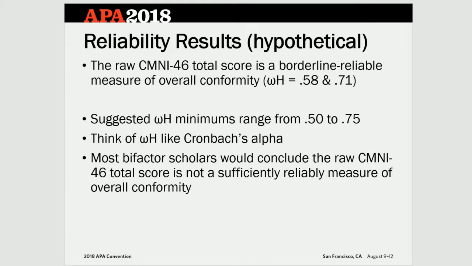And we saw in our two samples that the raw CMNI 46 total score is a borderline reliable measure of overall conformity. And the omega hierarchicals were 0.58 and 0.71. Generally, the suggested minimums range from, on the low end, 0.50 or greater to, on the high end, 0.75 or greater. And you can sort of think of omega hierarchical like a Cronbach's alpha, where generally you want to see it above 0.70. Most bifactor scholars would conclude that the raw CMNI 46 total score, given that 0.58 and 0.71, are not sufficiently reliable measures of overall conformity. They really should be higher for a total score.